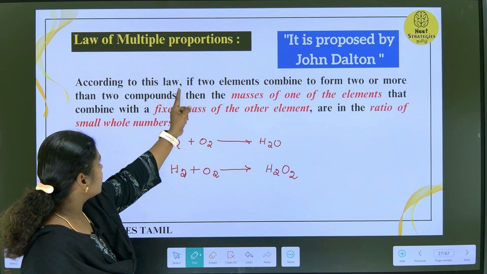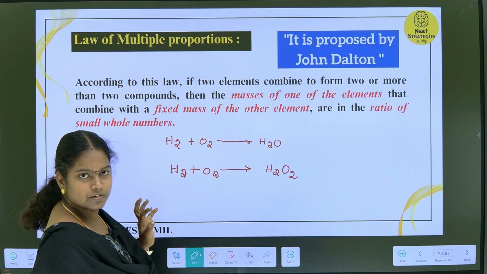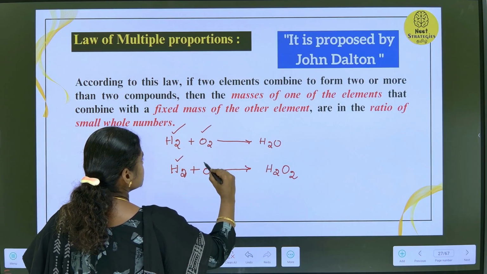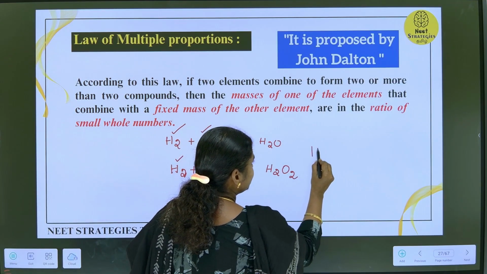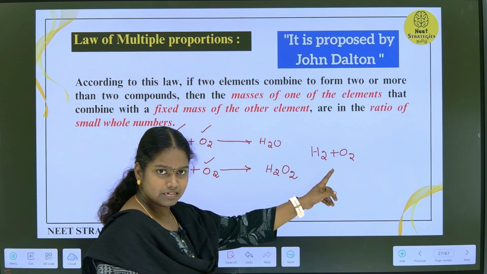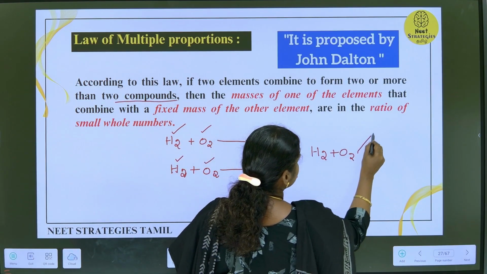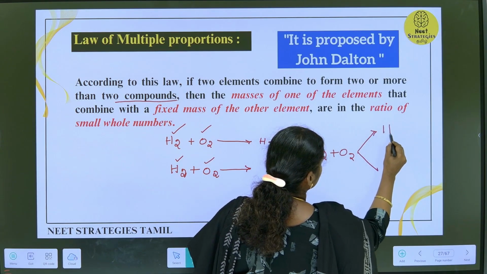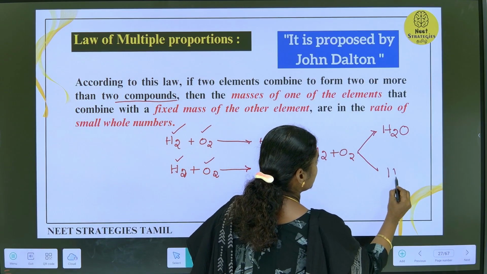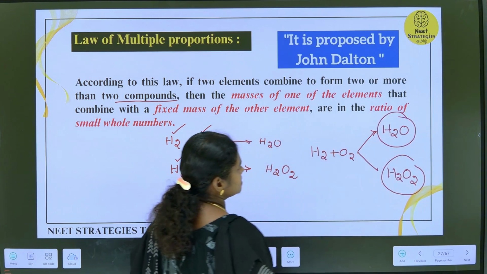Now comes the statement: if two elements combine to form two or more compounds. Here also hydrogen, here also oxygen. One element is hydrogen, the other is oxygen. These two elements combine to form two or more compounds. Here it forms two compounds: one is water, another is peroxide, H2O2.